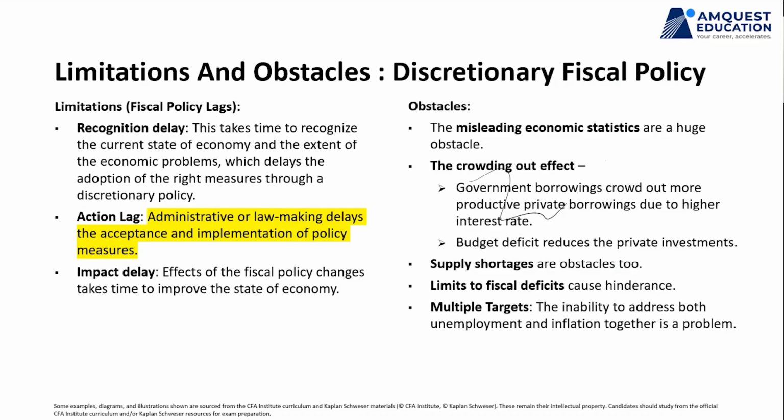Multiple targets. The inability to address both unemployment and inflation together is a problem. Often we expect fiscal policies to address all the issues, unemployment and inflation. You cannot use fiscal policy to address both together. You can probably use it to address the inflation problem, reduce prices and control inflation, or the unemployment, but you can't address both of these. Okay? The other broad obstacles you can look at: crowding out, remember the word carefully, supply shortages, limits to a fiscal deficit.